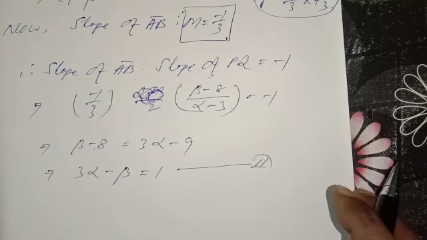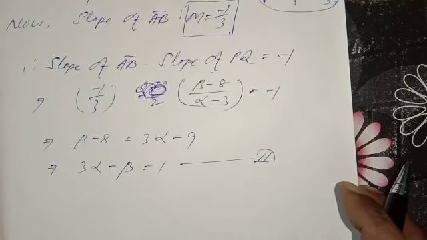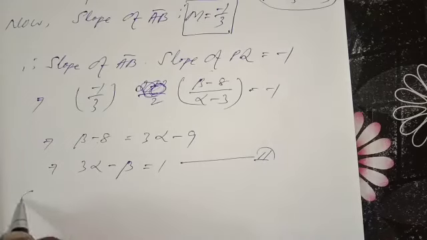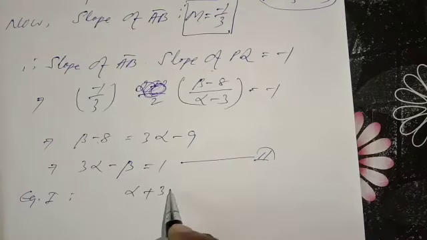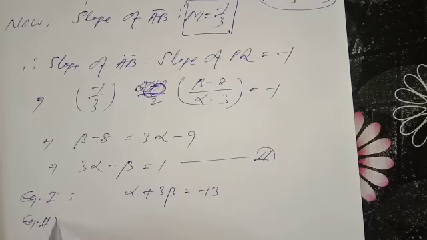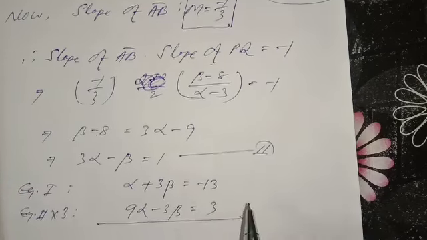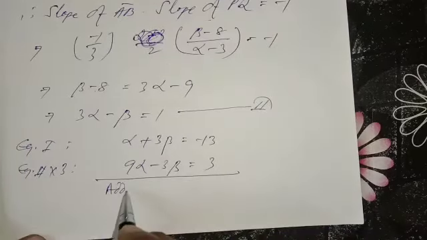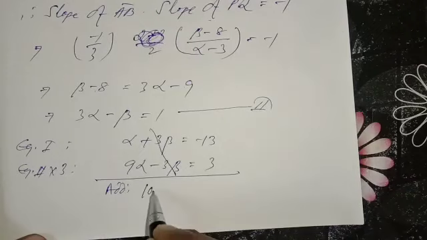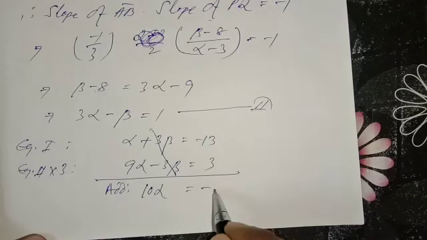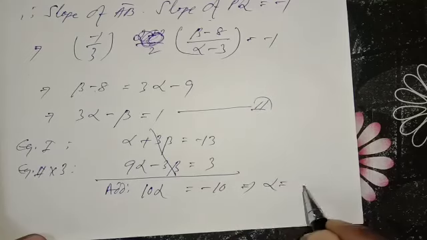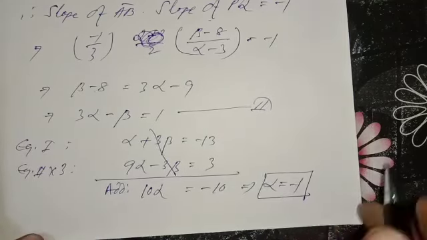Now you have to solve equations 1 and 2. Do one thing here. Equation 1 is alpha + 3 beta = -13, and if you multiply equation 2 by 3, it will be better. So this will be 9 alpha - 3 beta = 3. Adding these two equations, beta cancels out, and 10 alpha = -10. That means alpha = -1.